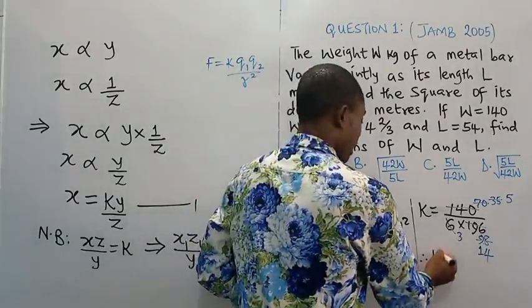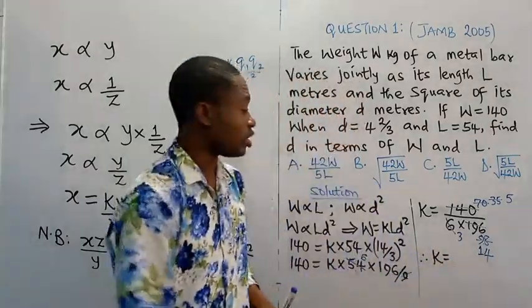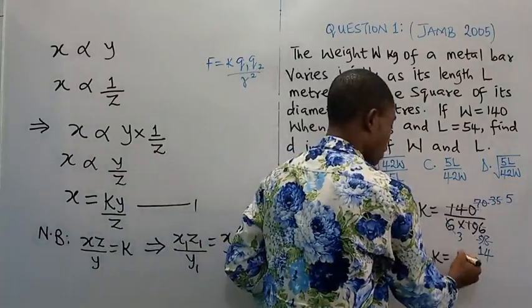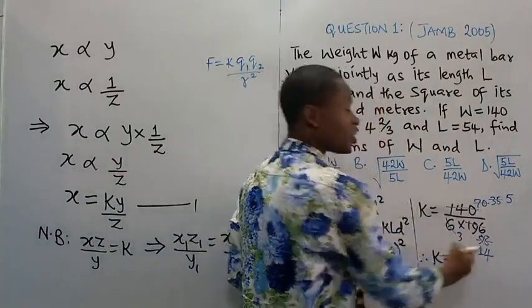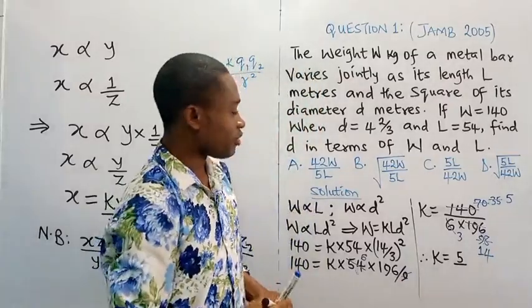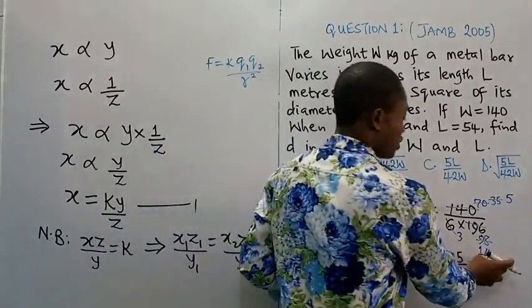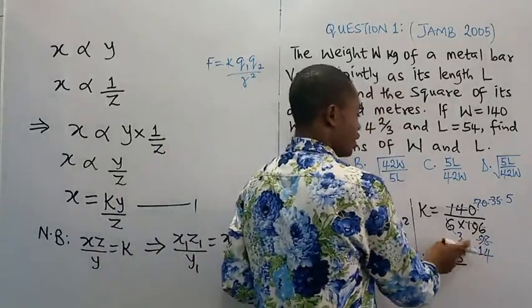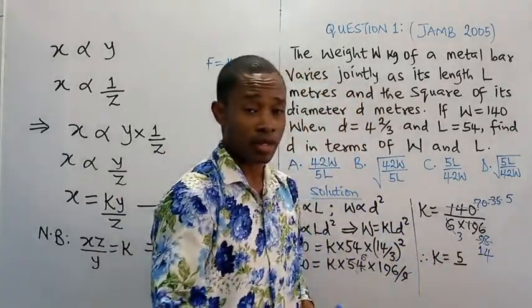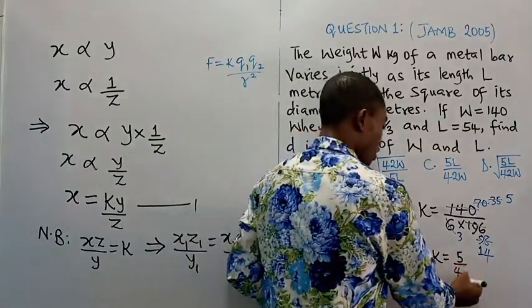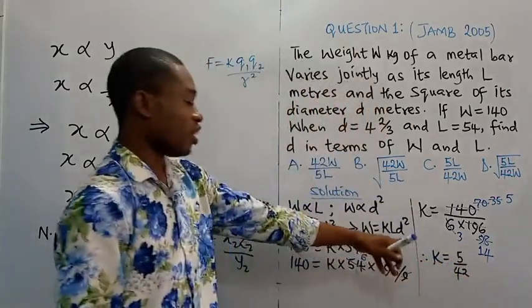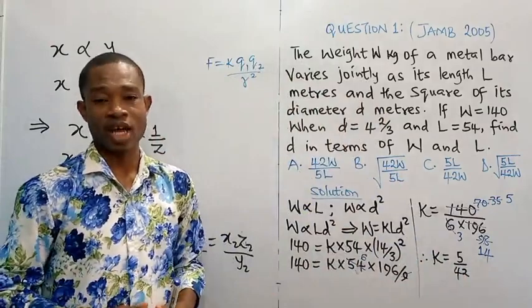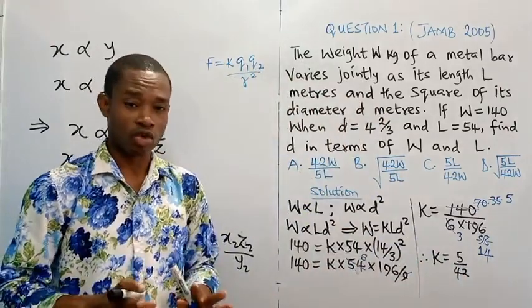So I can conclude that my k, constant of variation, is equal to 5 in the numerator, all over 3 times 14 in the denominator. And 3 times 14 will give you what? Then 3 times 4 is 12, right? Carry 1, and then 3 times 1 will give you 3 plus the 1, you get 4. So this is going to be 42. The implication of this is that our constant of proportionality is 5 over 42.